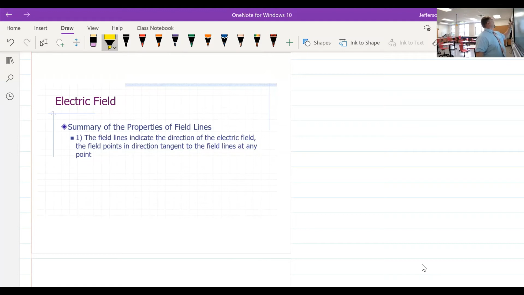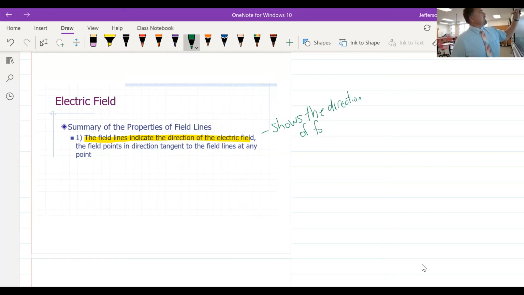And so you can actually just look. Field lines indicate the direction of the electric field, and that shows the direction of force on a positive charge. And we'll examine these and explain them more in depth tomorrow.